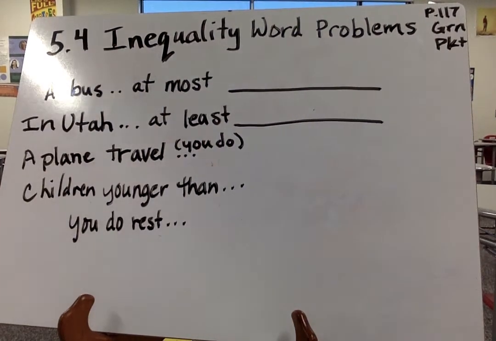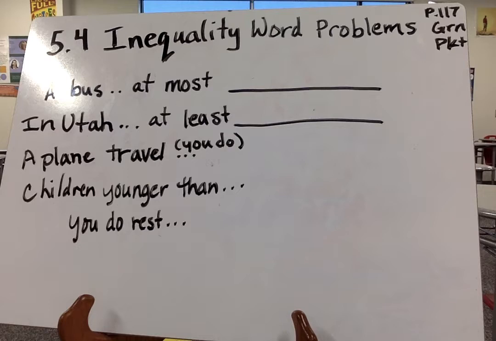Hello, students. Today we will be going over 5.4, which is page 117 in your green packet. And our objective is: I can use inequalities to solve word problems. It says write an inequality for each situation.